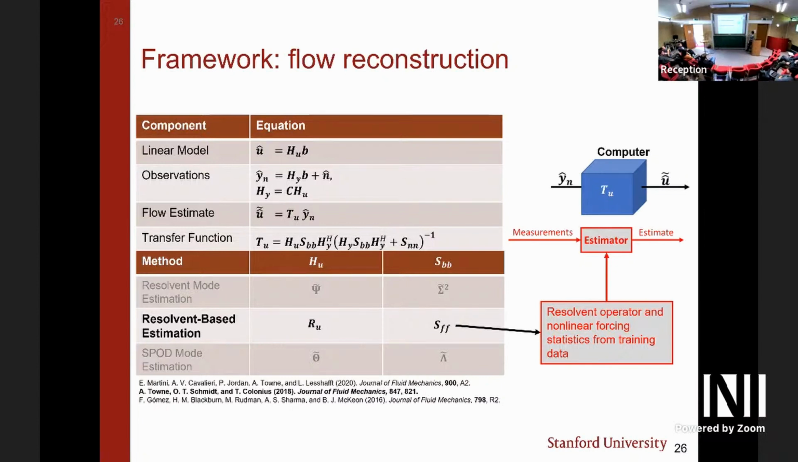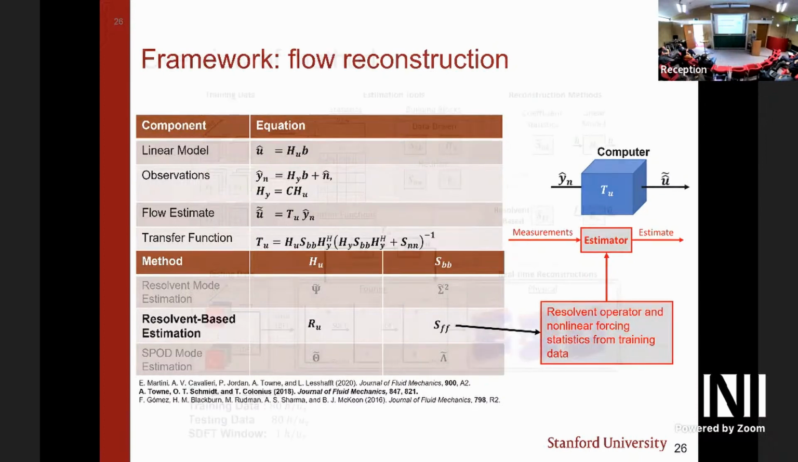But we did these other ways, one without forcing color, and one based on the full statistics. So you can think about this as ranging from knowing nothing about the flow other than the resolvent, and weighting things by the singular values, to knowing everything about the flow because you've got the full representation. In the middle is the resolvent-based estimation.